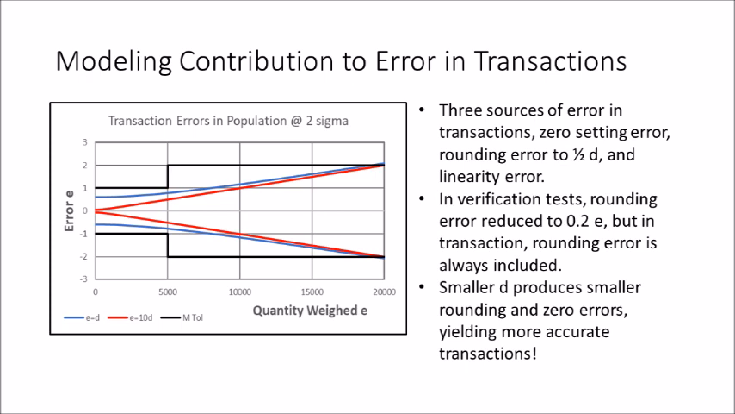That is the deviation of the instrument from its true value. In verification tests, we go to great lengths to reduce that rounding error. But in transactions, that rounding error is always included. And smaller D produces smaller rounding error and smaller 0 errors, yielding more accurate transactions. And what it means is, in reality, with an E equals 10D instrument, you'll see that the chances of failing that instrument at the first tolerance step of 5000 E is actually quite small.